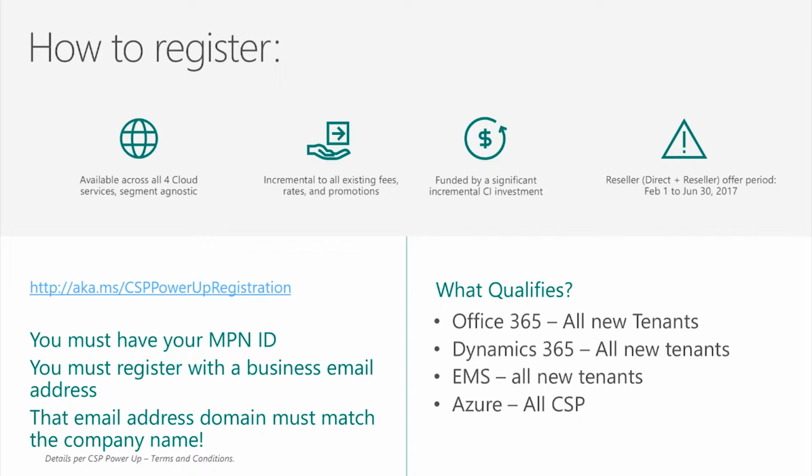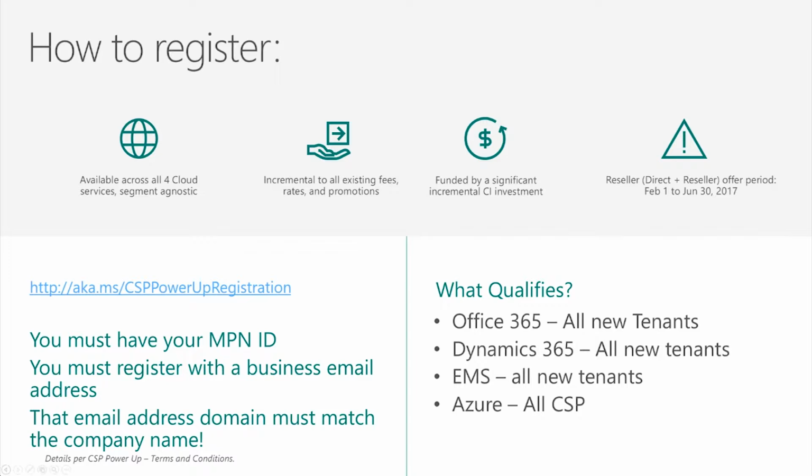You have to register with a business email address, so you can't do Yahoo or Gmail or Outlook or any of them. It has to be a business email address, and it has to match the company that you're registering for. So me, to register for Micro Warehouse, it would have to be Nicole at mwh.ie. I can't use a different one. It has to match what the MPN ID says.